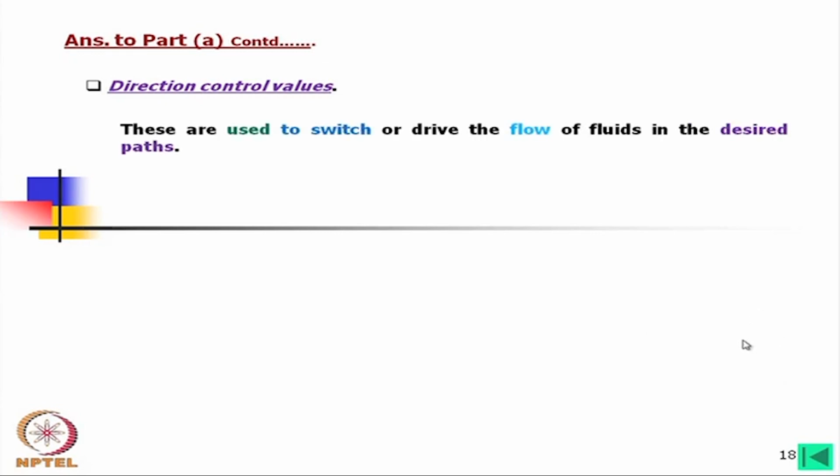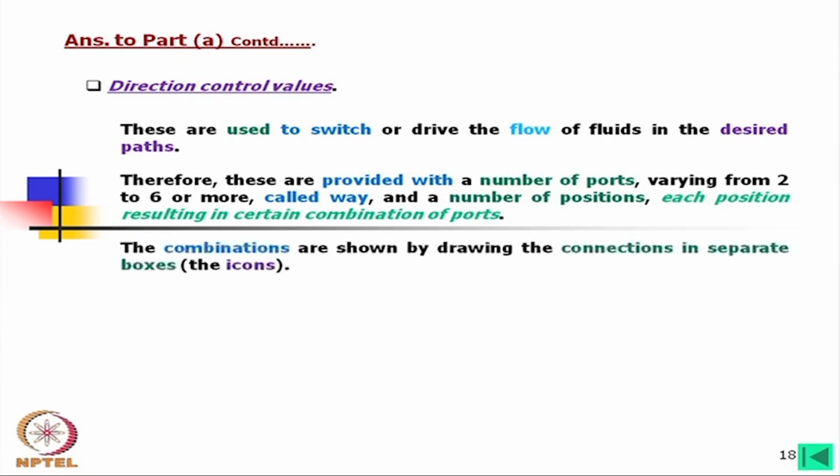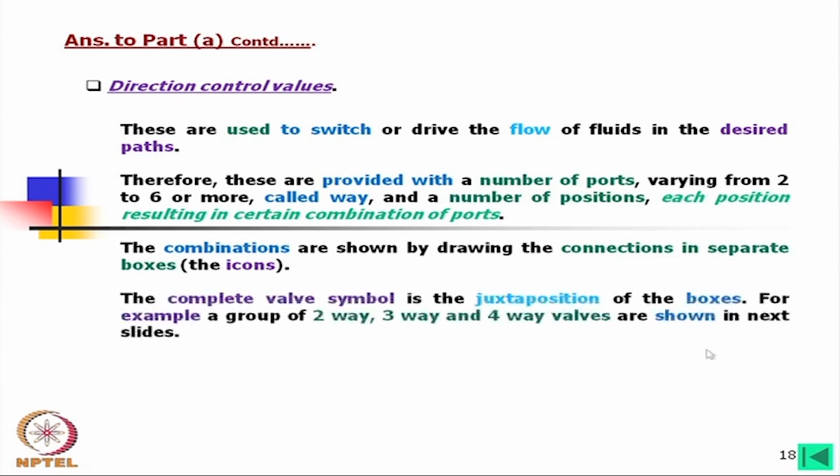These are used to switch or drive the flow of fluids in the desired paths. Therefore, these are provided with a number of ports varying from 2 to 6 or more, called way, and a number of positions, each position resulting in a certain combination of ports. The combinations are shown by drawing the connections in separate boxes, which are also called icons.